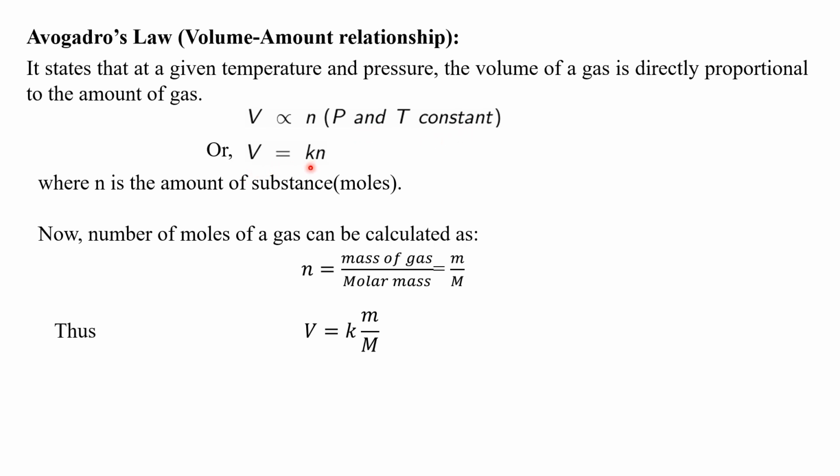So V is proportional, K is the proportionality constant, and here N is the amount of substance or number of moles. Now number of moles of a gas can be calculated as mass of the gas by molar mass. So if we divide the mass of gas we have taken by molar mass of that gas, we get the N or number of moles. So if we substitute the value of N in this expression of V, we get V is K times small m by capital M.